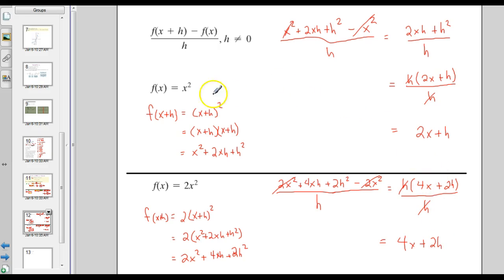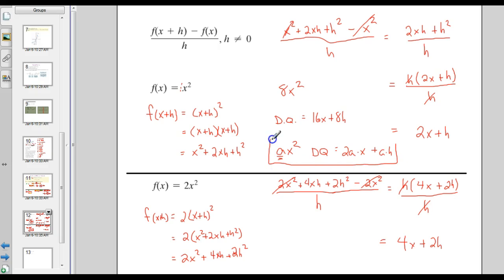Now, you may be noticing the little pattern going on here. When it's a 1x squared, we end up with 2x plus h, or 1h. 2x squared, we end up with 4x plus 2h. If it were 8x squared, the difference quotient would be 16x plus 8h. It's always, if it's ax squared, for instance, a meaning anything, the difference quotient is always going to be 2a, whatever double this number is, times x, plus a times h. That'll always be the difference quotient, or something times x squared.